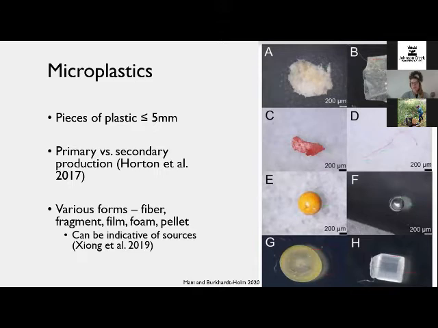They are a growing concern in aquatic environments, and they're usually formed either through primary production, in which they're manufactured at very small sizes and are thus already 5 millimeters or less when they enter into the environment. But more commonly, they're formed through secondary production, which is just the degradation of larger pieces of plastic. So there are various forms of microplastics, and these forms can be indicative of sources. So for example, fibers often result from the laundering of synthetic clothing.